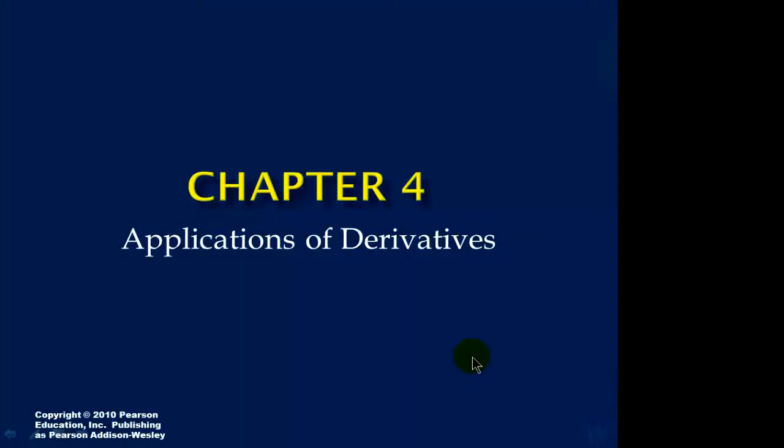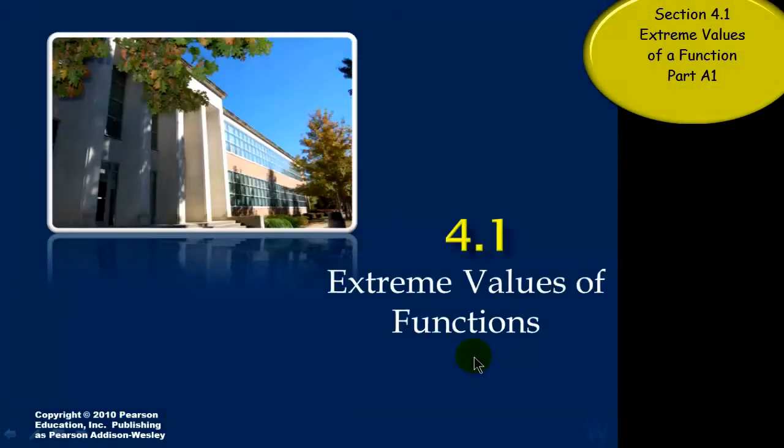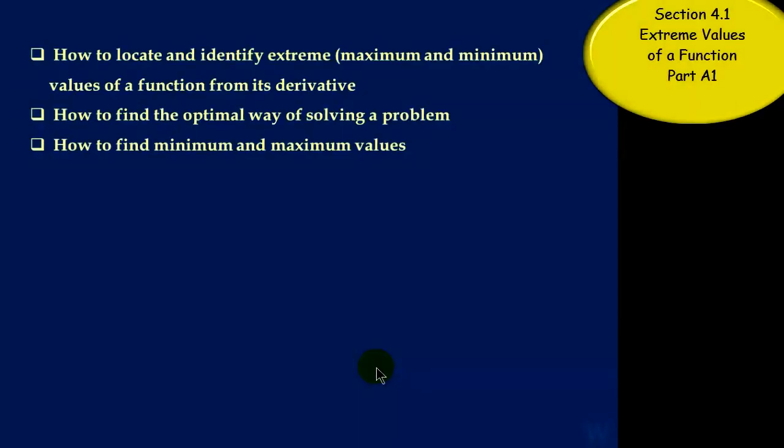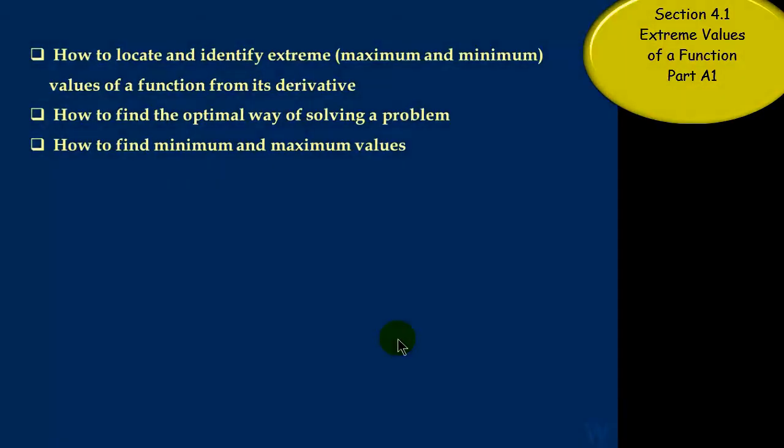Chapter 4, Applications of Derivatives. Section 4.1, Extreme Values of Functions. What we're going to do is learn how to locate and identify extreme values, that means maximum and minimum values of a function, from the derivative of the function. How to find the optimal way of solving a problem, and of course how to find the minimum and maximum values of a function.